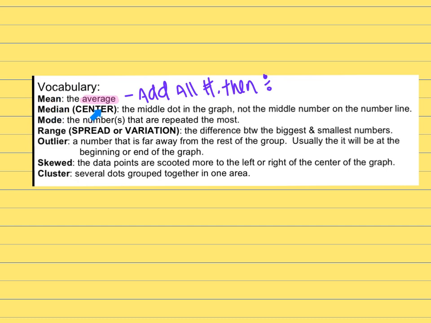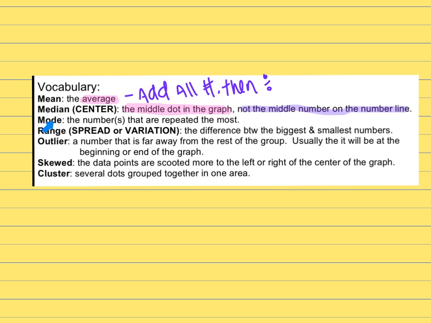Median means the center. A really important thing about this one, it's the middle dot. It's not the middle number on the number line. It's the middle dot. Middle dot. And then I'm going to say not the middle number on the number line.